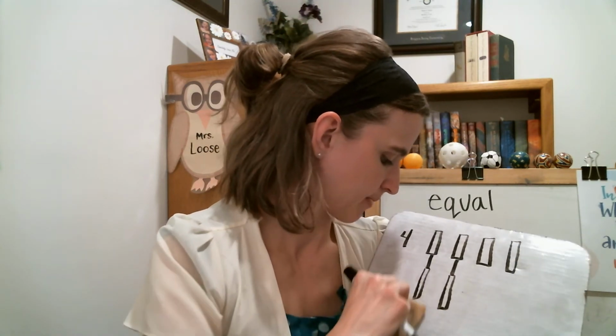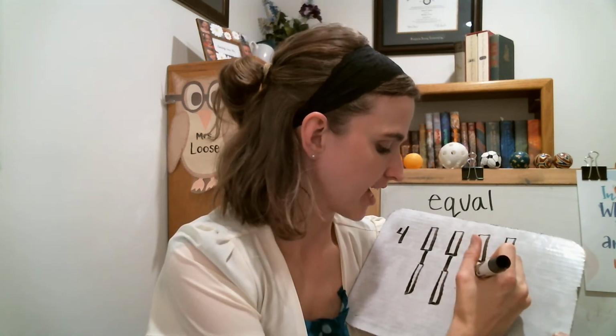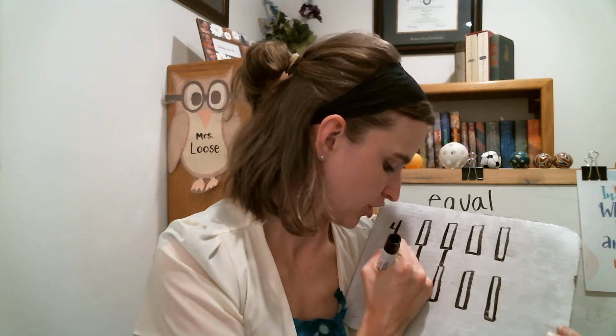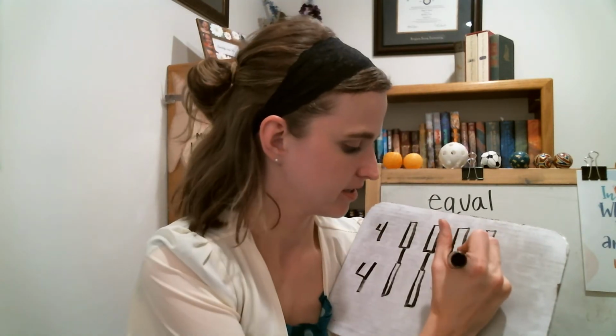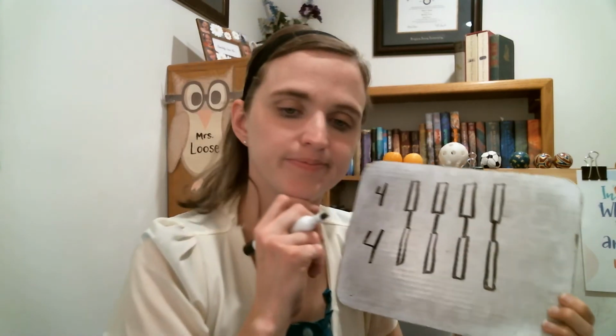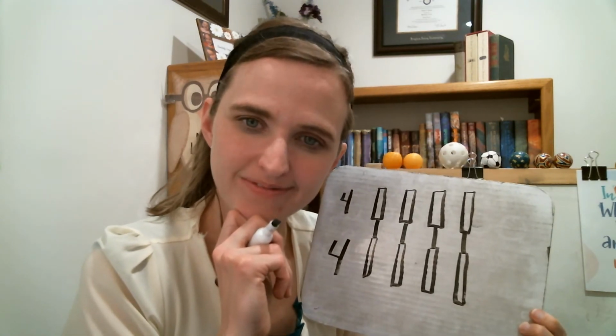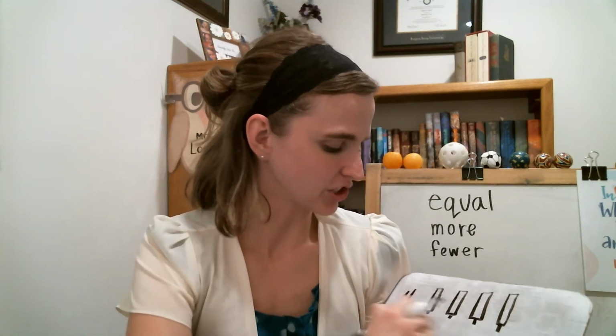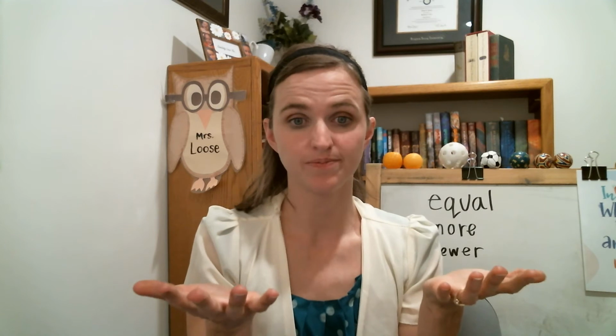Well, I kept looking in my pencil box, and I actually found 2 more pencils. 1, 2. So now I see I do have 4 pencils. Are they equal? Yes, they are. Look around your house. See if you can find something that is equal. See if you can find something else that is not equal, where there is more of one thing and fewer of another. I have one last thing to show you.